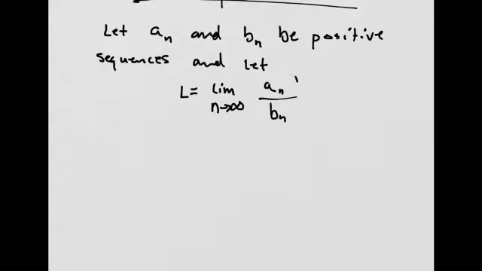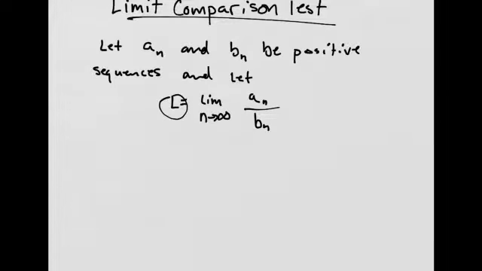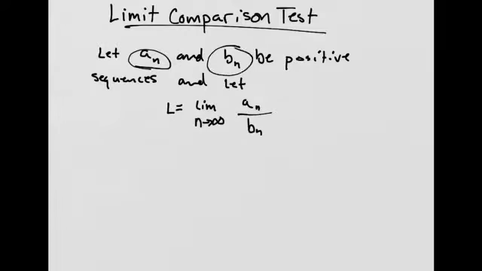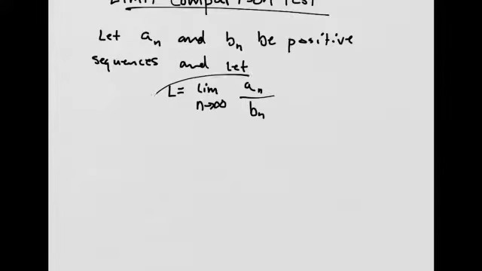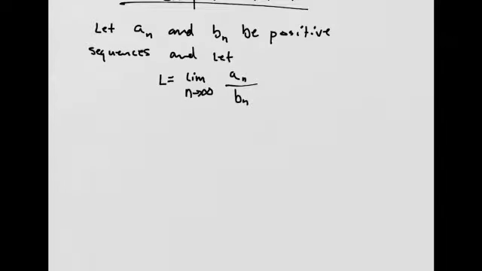So assume that we take the ratio of these and take the limit as well. Then, and I'm going to say that equals L. So assume that both of these are positive, and that when you take the limit, you get something L. And then there are three conditions.